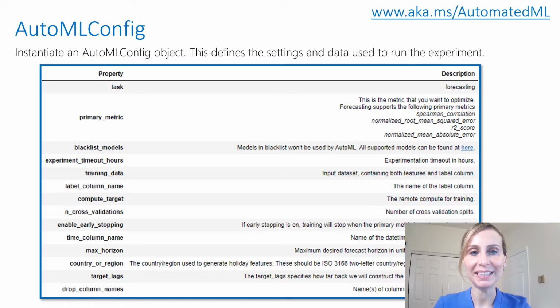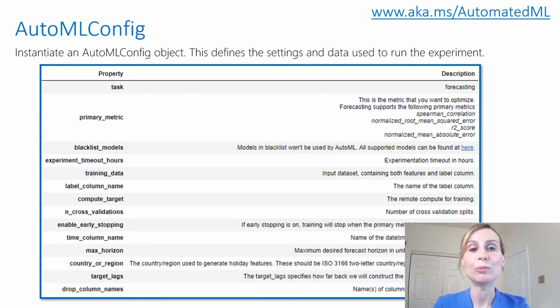As you can see from this table, here you can define the settings and the data that are going to be used to run your experiments. So in terms of properties, let's start with the task. In this case, we selected forecasting because we are in a time series forecasting scenario, but you can also select a classification or regression depending on your specific data science scenario.